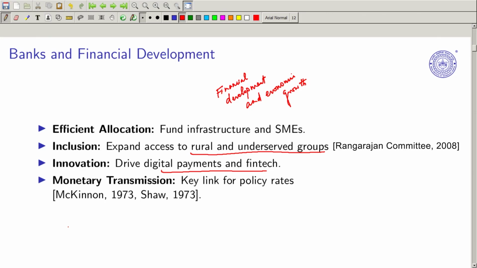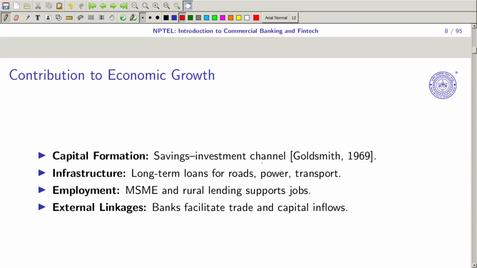Then there is monetary transmission: whenever the central bank changes the rate of interest, how it impacts the spread of credit to the overall economy. Those angles are looked at in monetary transmission. We'll be talking in detail about monetary transmission in later lectures, and I hope it will be very useful. McKinnon and Shaw in 1973 highlighted this.